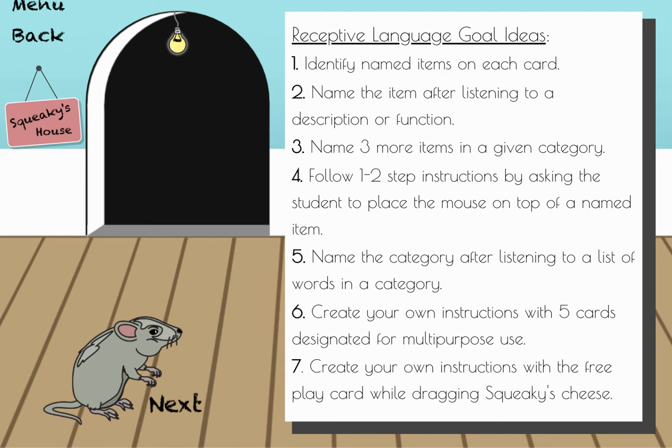You can use this activity to work on identifying common objects, on labeling these objects, on answering questions about the function of these objects. You can ask your student to name 3 more items in a given category. You can also use it for following 1 to 2 step directions, naming a category, and you can also create your own instructions depending on your student's goals. I'll go ahead and hit next.